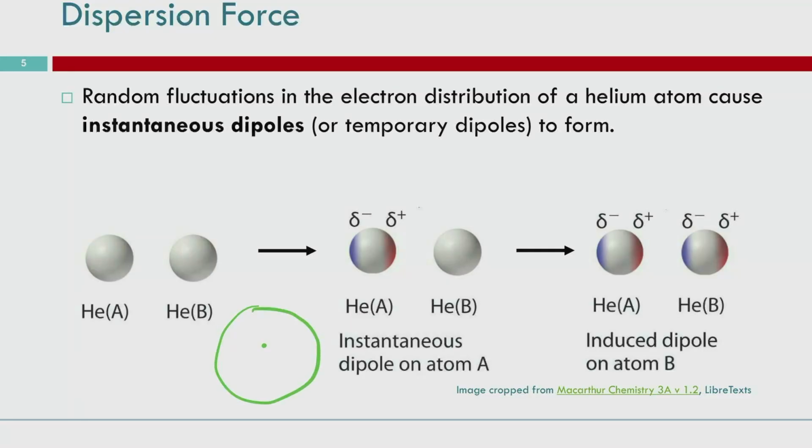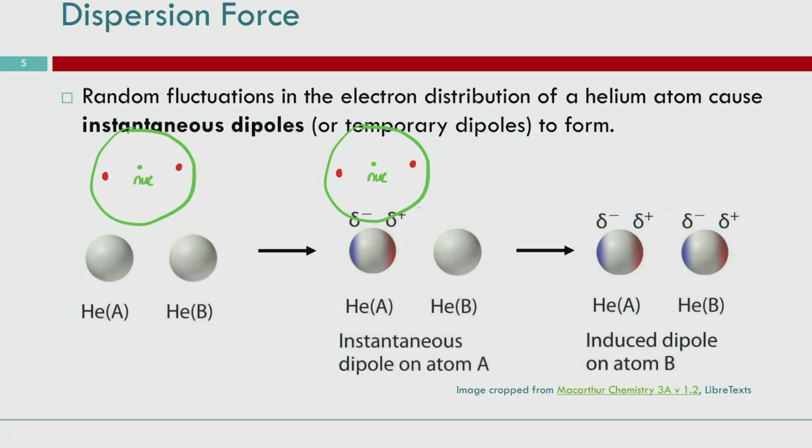So at a given moment, this is our nucleus in the middle, and our electrons might be evenly distributed, one on either side. In another moment, these electrons could both be on the left side. Just randomly, for the tiniest fraction of a moment, a shorter time scale than you can comprehend, those electrons might be just over on one side.